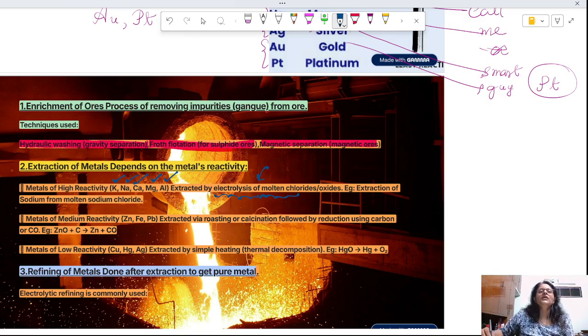For example, molten sodium chloride is the ore of sodium. So electrolysis happens there.